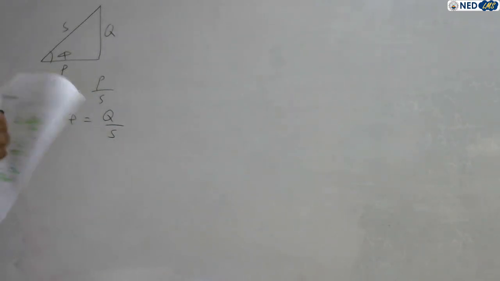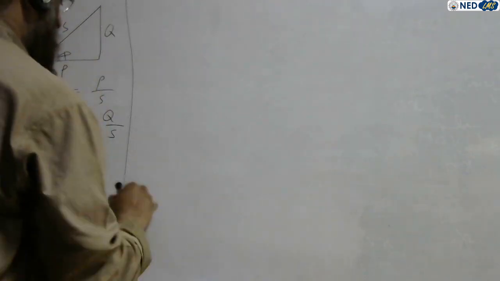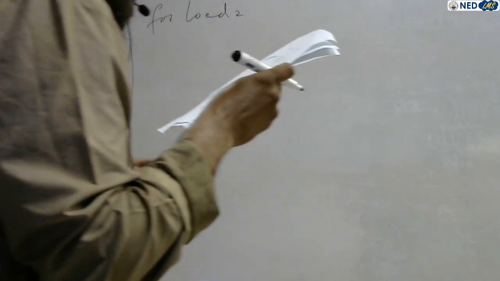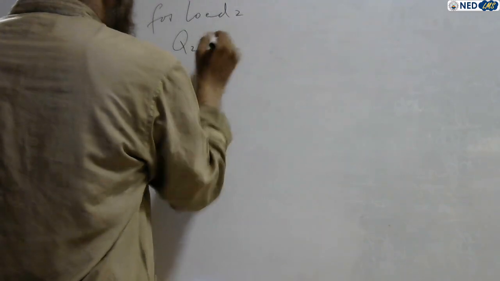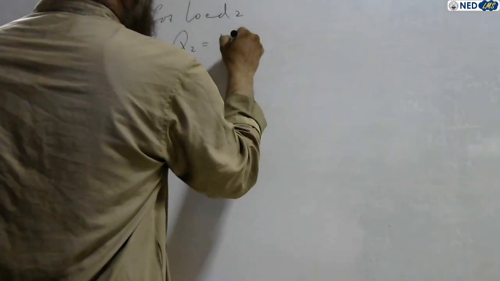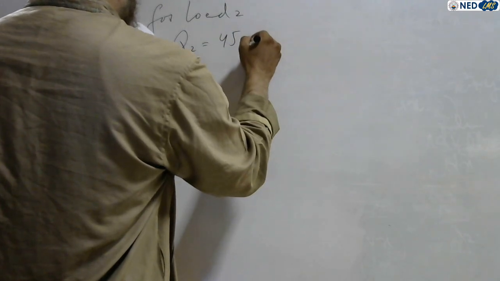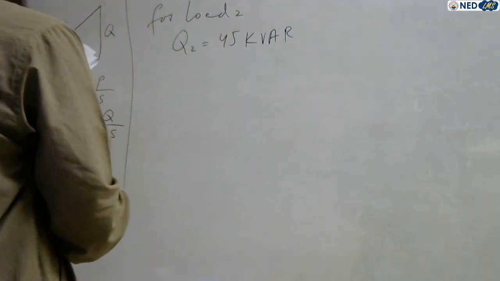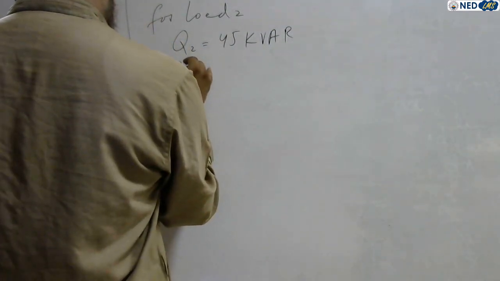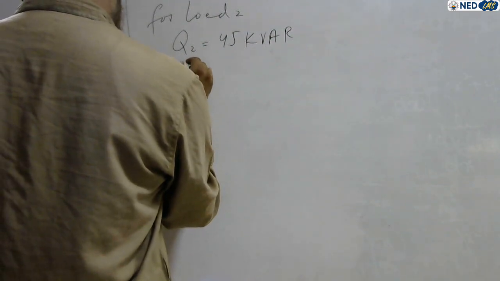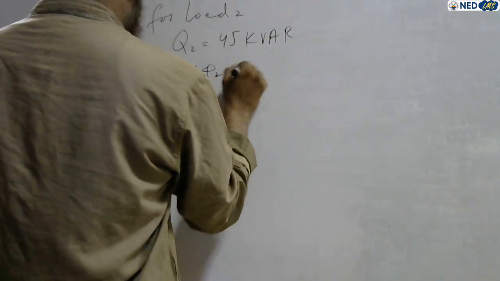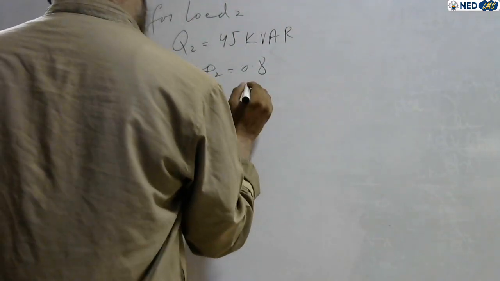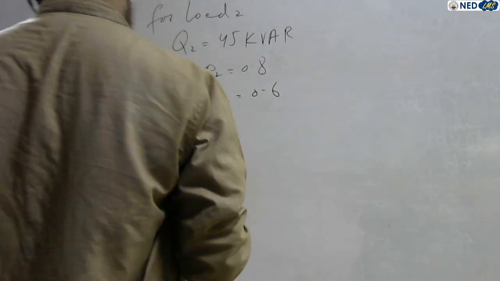Now comes towards load 2. For load 2 we have conditions. What is given to us? For load 2 we are given Q2, that is reactive power absorbed by the load. It is given in the problem. It was nothing but 45 kVAR, kilovolt ampere reactive, right? With the support of this we can find the power factor of load 2, also given to us, 0.8. Similarly we can find sine phi 2. Sine phi 2 comes out to be 0.6.